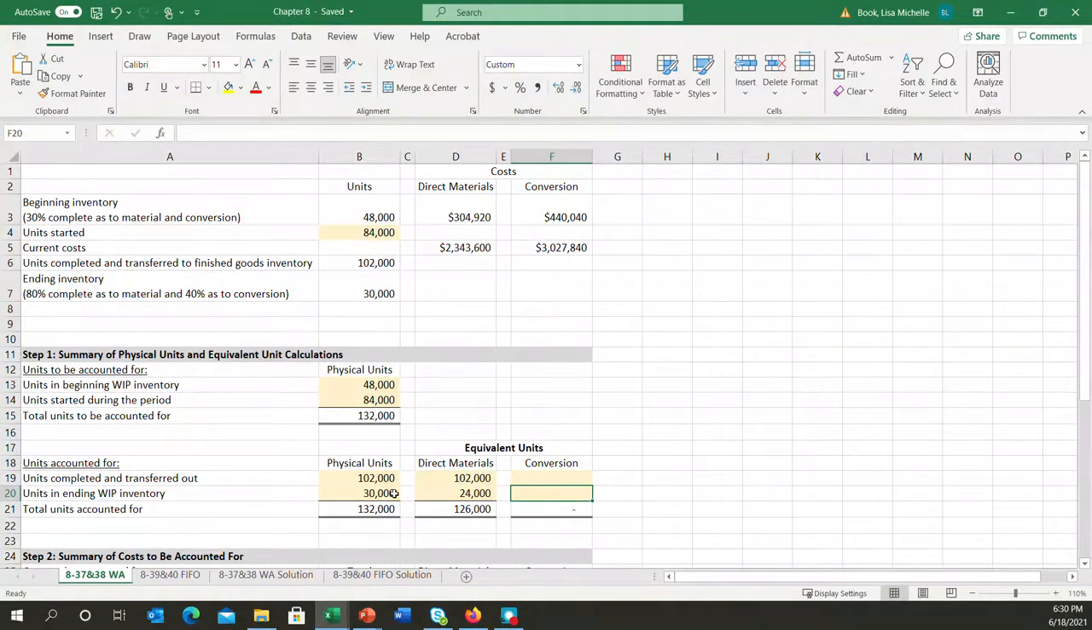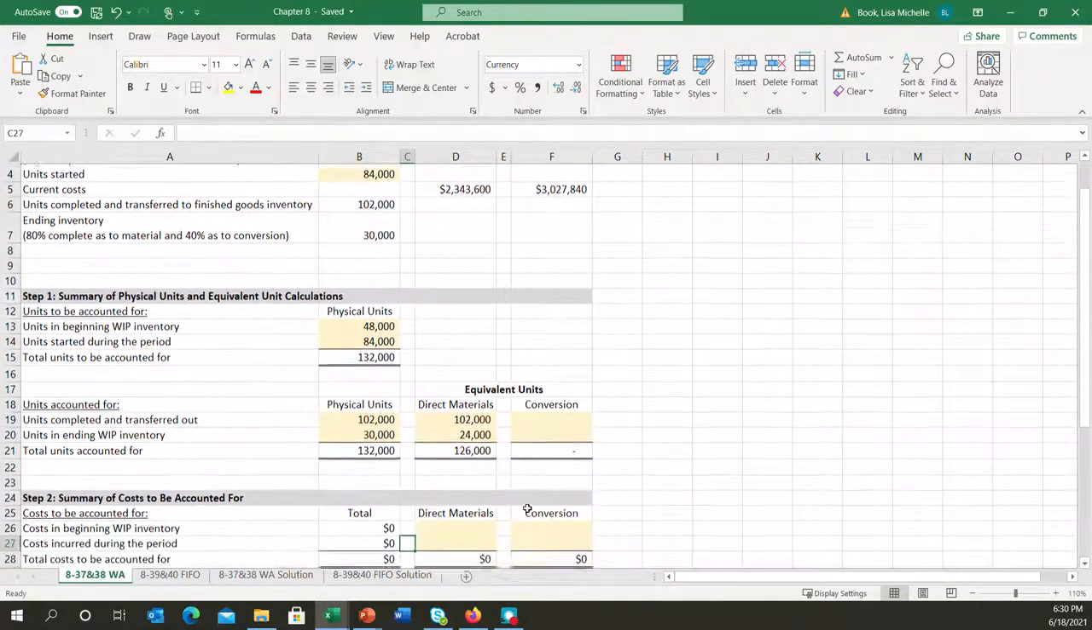So instead of multiplying the 30,000 times 80% like we did for material, we'd multiply it times 40%, and we have a different equivalent unit for conversion because of those different percentages of completion.